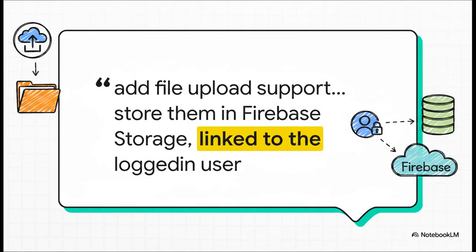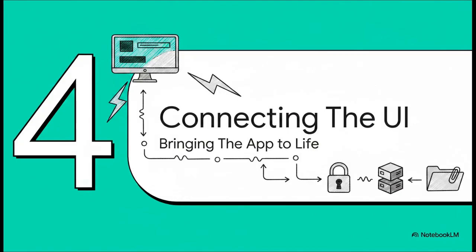And I bet you can guess what's next. We use the exact same pattern. We write a clear, simple prompt for our AI. We tell it what we want, give me an upload button, let users pick files, and then stick those files in Firebase storage, making sure you know which user they belong to. And it just works. And that brings us to my favorite part, Section 4, connecting the UI.